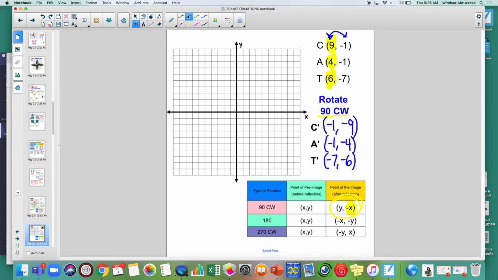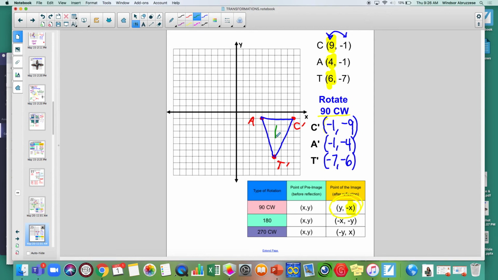I have 9, -1. 1, 2, 3, 4, 5, 6, 7, 8, 9. That's C prime. A is 4, -1. And T is 6, -7. Let's connect neatly as you can. Make sure I can see your dots, your coordinates. Now we're going to rotate it. So this is our pre-image, number 1.